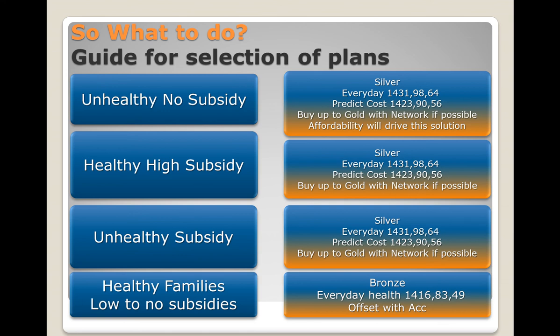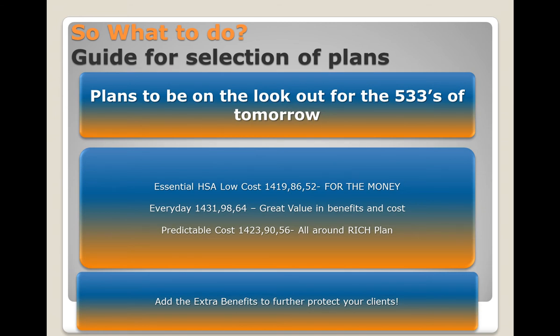So just some variables there on probably some of the plans that you're really going to be focused on, which is really going to be your essential HSAs. That's low cost. It's a lot for the money. You're definitely going to want to be adding ancillary benefits in the form of accident and critical illness, and make sure you're utilizing those tools as well. The everyday health, it's a great value and benefits and cost overall, but it does have some lacking there because you don't have the copay for the MRI, you don't have the copays for some of those services, but it is very appealing. It's good bang for your buck, so to speak.